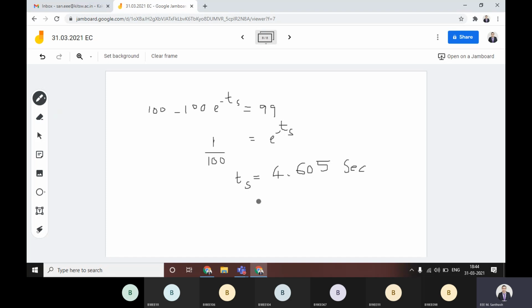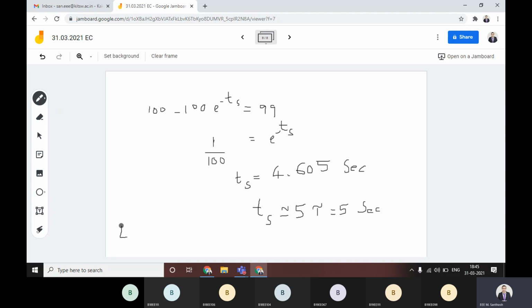If you want an approximate value for the calculation of settling time, it is 5 into your tau. Tau you got 1, right? That means around 5 seconds you will get. That means 4.6. Okay. For this kind of a problem, you can solve this way.